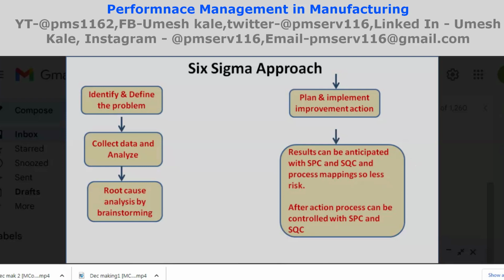Then again, after taking the action, the process and system are also controlled with the help of SPC, with the help of control charts and trend charts. This way you can control the system and process with the help of Six Sigma methodology, meaning whatever gains you have achieved can be sustained, to the benefit of the customer and your organization also. So this is the basic difference between the Six Sigma approach and the conventional method of problem solving.